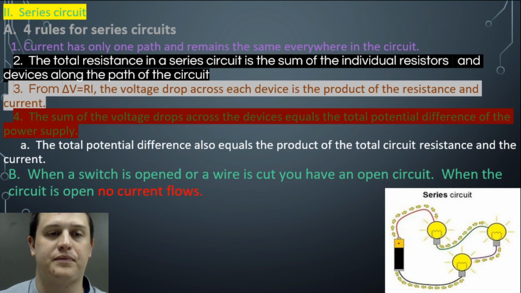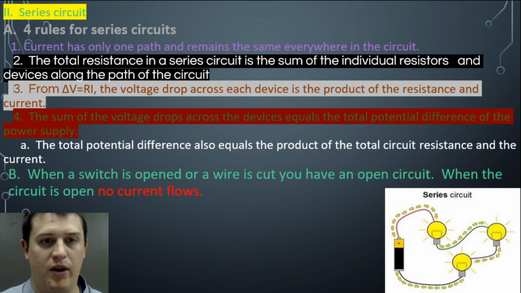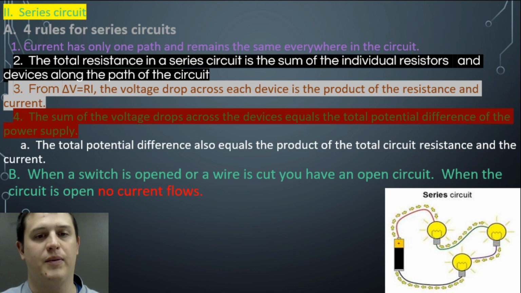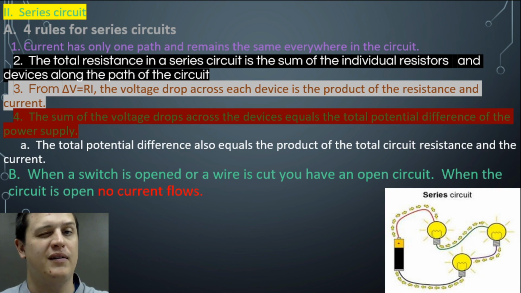It's one path. Total resistance of a series circuit is the sum of the resistors and devices along the path of the circuit. So you just add them all up. R1 plus R2 plus R3 plus R4, all that stuff just adds up to each other. The sum of the voltage drops across the device equals the total potential difference of the power supply. So potential difference around this would be, our power supply would be the battery in this case.